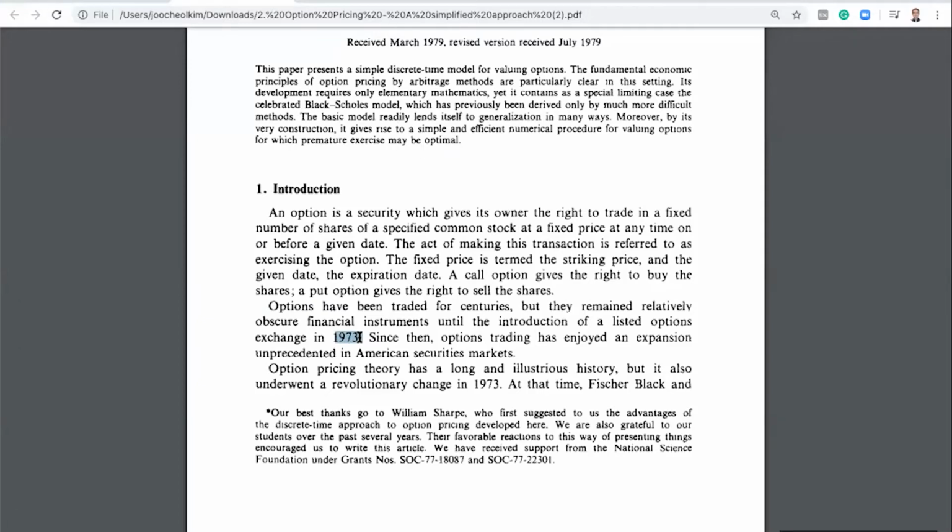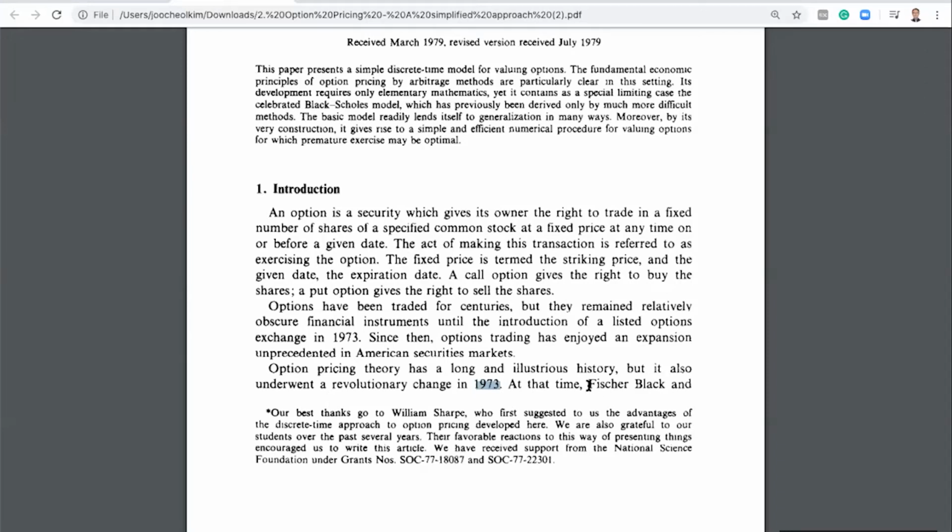And strangely enough, 1973 is also a very important year in the pricing of options. So the next paragraph says option pricing theory. This is not about trading options, it's about the theory on how to value options, how to determine the price of options. It has also a long and illustrious history, but it also underwent a revolutionary change in 1973.